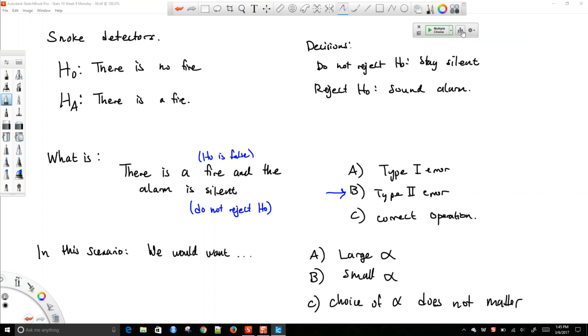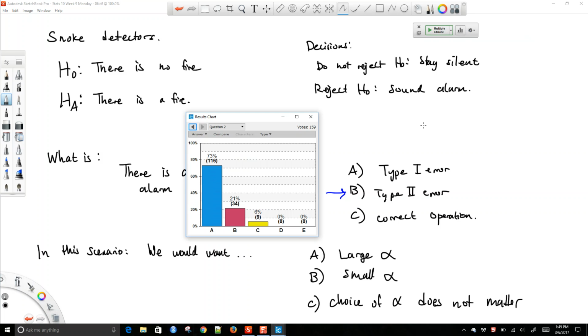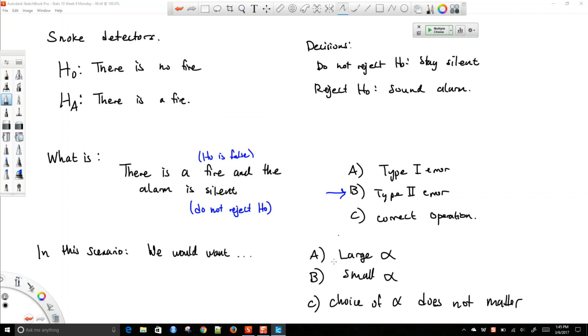All right, so let's see. This one's a little bit more divided, and the correct answer here is A, large alpha. All right, so let's discuss this. In this scenario, which one is worse, type 1 error or type 2 error?